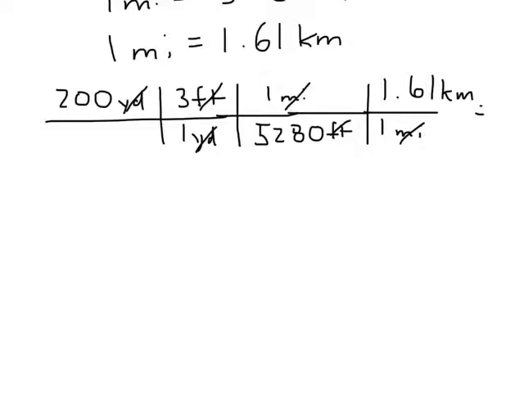So I'm going to multiply everything on the top, 200 times 3 times, well, you don't really have to multiply by 1, times 1.61. And then divide by everything that's on the bottom. The only thing that's not a 1 on the bottom is going to be 5,280. So in my calculator, 200 times 3 times 1.61, hit enter, divide by 5,280, hit enter, and I get my answer, which is 0.183 kilometers. Okay?